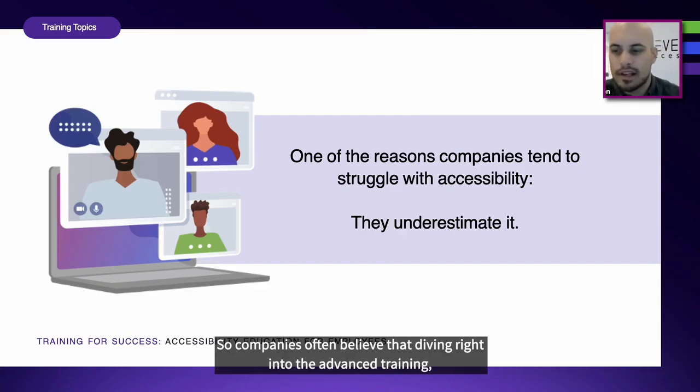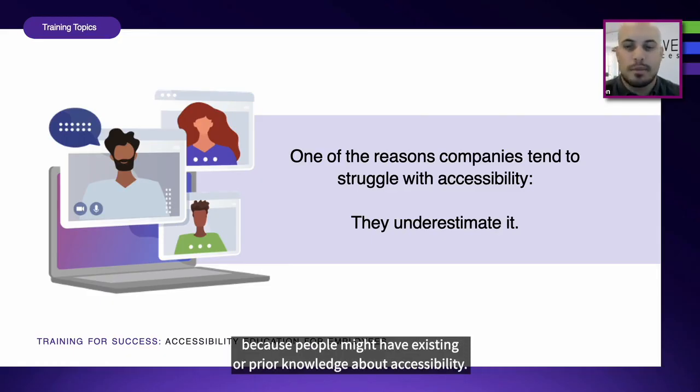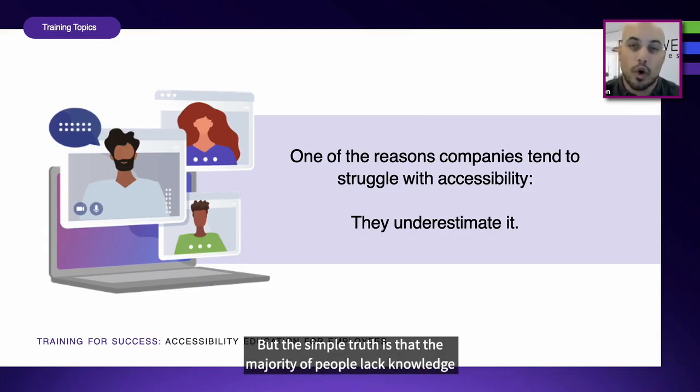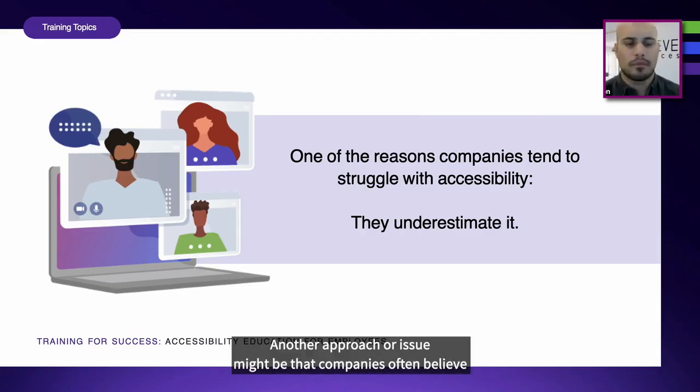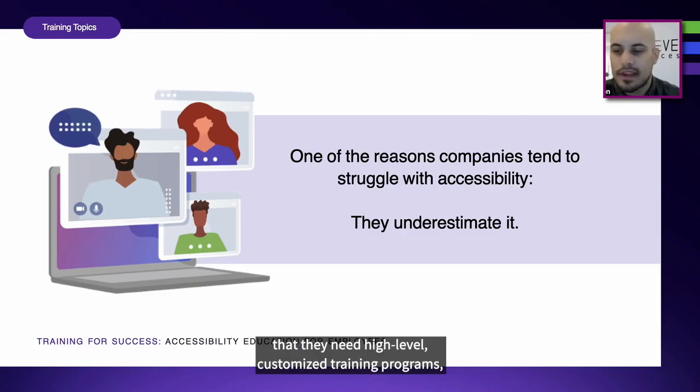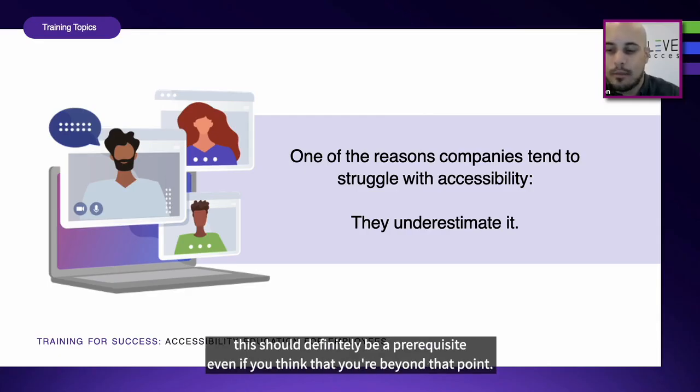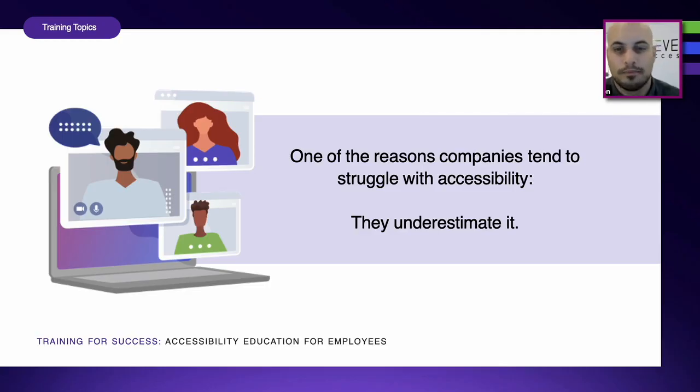So companies often believe in diving right into the advanced training because people might have existing or prior knowledge about accessibility. But the simple truth is that the majority of people lack knowledge in the foundational components of accessibility. Another approach or issue might be that companies often believe that they need high-level customized training programs, but rather than starting with a training in the fundamentals, this should definitely be a prerequisite, even if you think that you're beyond that point.